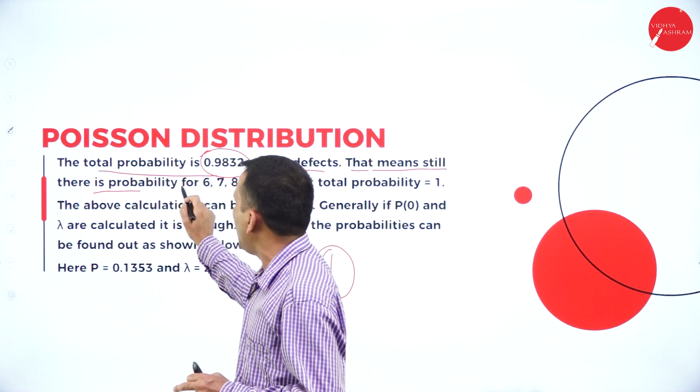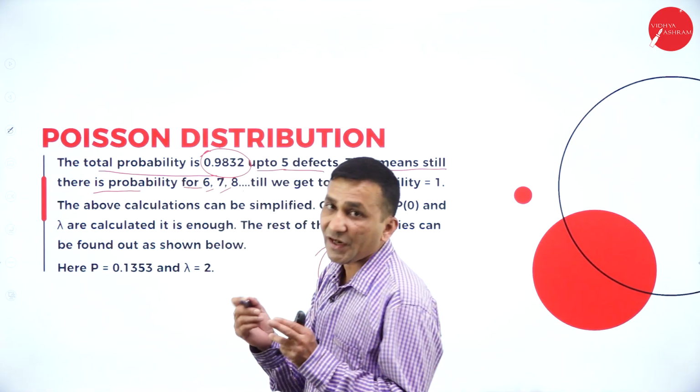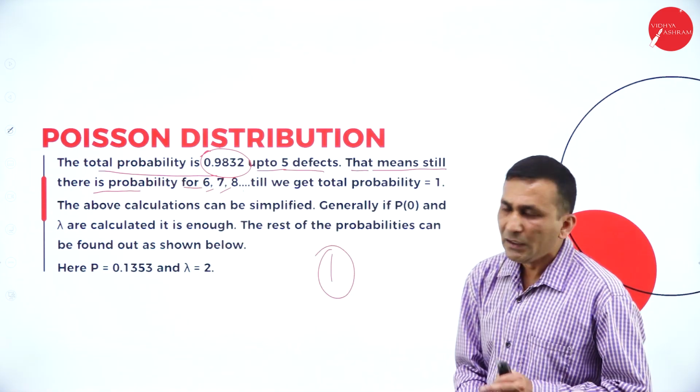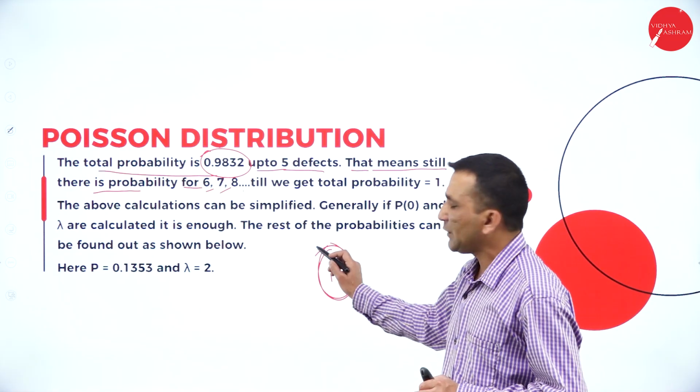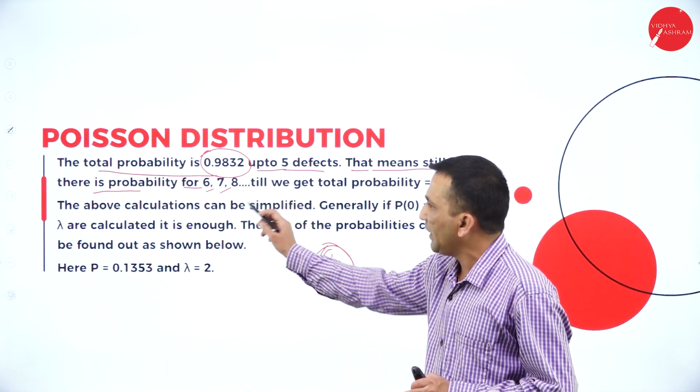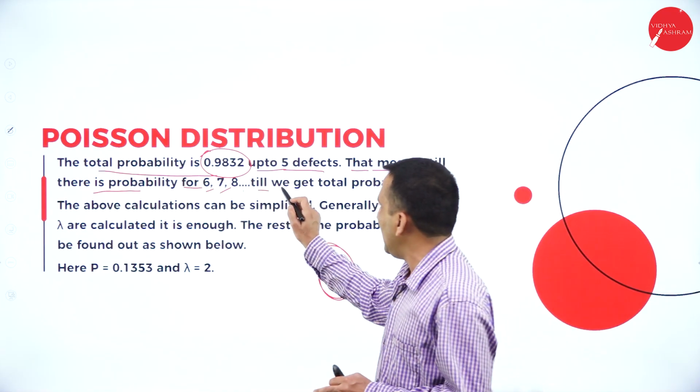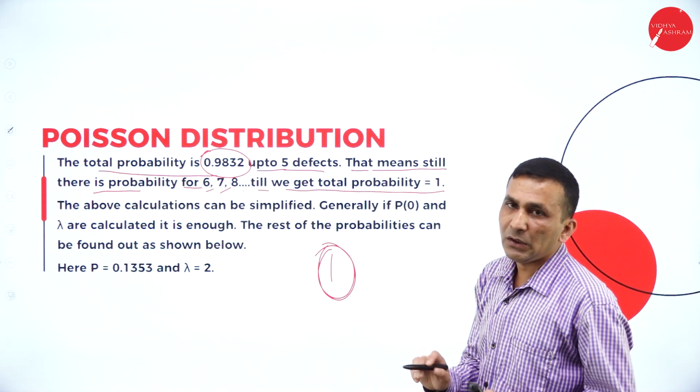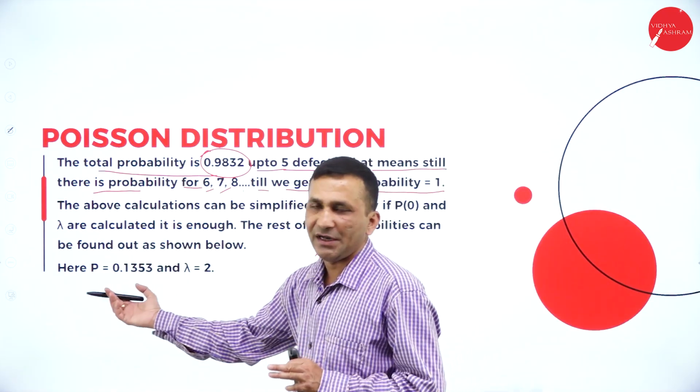Still there is a probability for 6, 7, 8 required. You need to calculate the probability mass function for them, and only then can we get 1. Until we reach 1, we need to keep extending the defective count, until we get a total probability of 1. So the defective count can be extended.